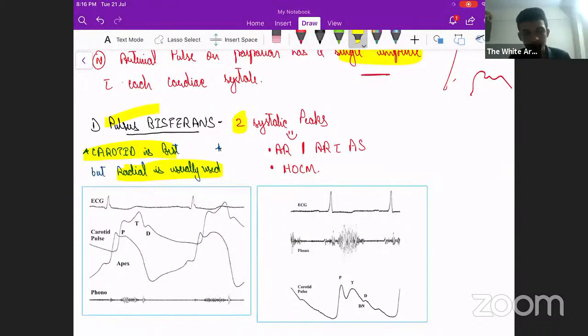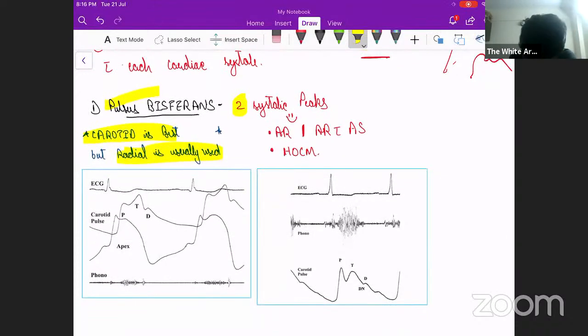So when do you expect pulsus bisferiens? Either severe AR has to be present, or AR with AS, and HOCM. So which among these is which? I've shown you two carotid pulse tracings. Which is HOCM, and which is AR with AS? This is A, this is B. Which is AR with AS and which is HOCM?